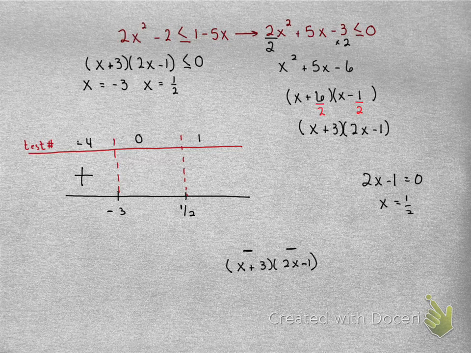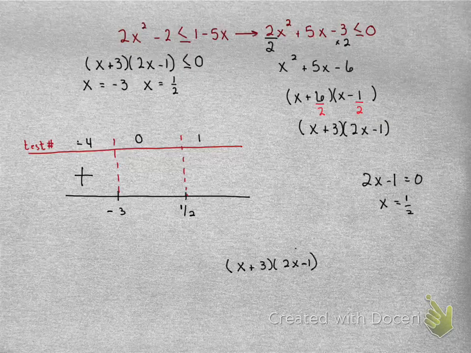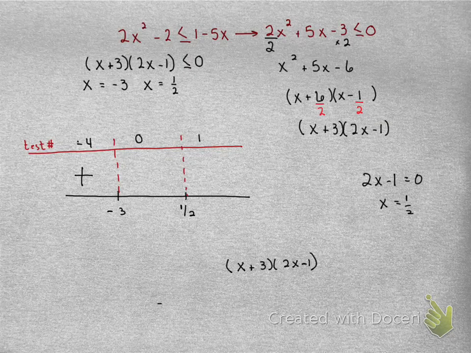Now we will put a 0 in. When we put a 0 in, 0 plus 3 is a positive, and 2 times 0 minus 1 is a negative. Positive times a negative is a negative. And then finally, we will put a 1. So 1 plus 3 is a positive number, and 2 times 1 minus 1 is a positive number. So positive times positive is positive.